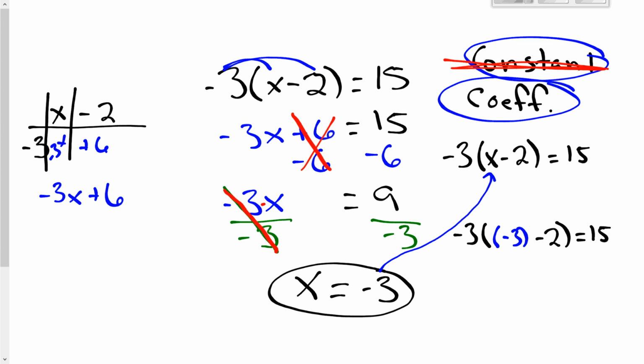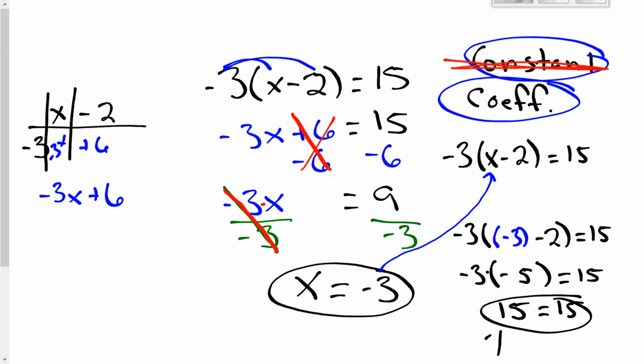Now it's all PEMDAS forward. It's our order of operations. We're going to start inside our parentheses with negative 3 minus 2. Negative 3 minus 2 is negative 5. Bring down my equal sign, my 15 from my right-hand side. And now I just do my multiplication here. Negative 3 times negative 5 is a positive 15, and 15 equals 15. That's true. So I have proven that all of this work I did right here is correct, and that x indeed does equal negative 3.